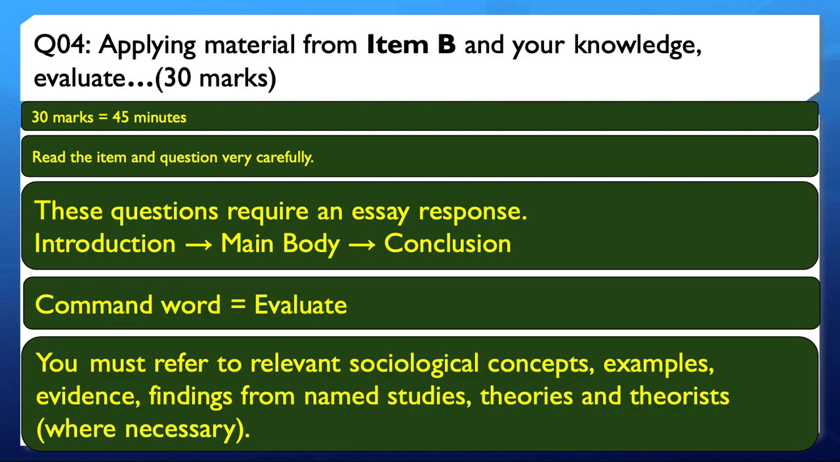At the most basic level, since the command word is always evaluate, this question requires you to discuss the view in the essay title, then look at least one different perspective, reason, cause, view, etc. and make sure that you're using what is broadly described as sociological evidence, as noted in the last part above. Concepts, examples, evidence, findings from named studies, theories, and theorists where necessary.